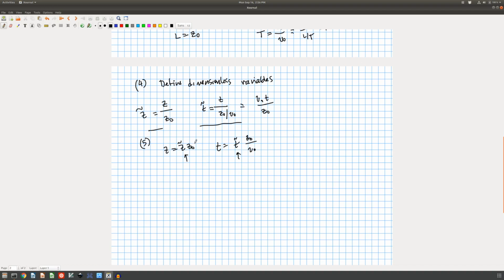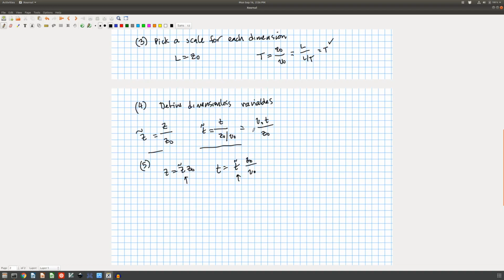Notice these are the scales I picked. Here's my time scale, and there's my length scale. So this is something dimensionless times my length scale. If this were our earlier example, this would be how many Fat Alberts times the mass of Fat Albert, except this is a length scale.